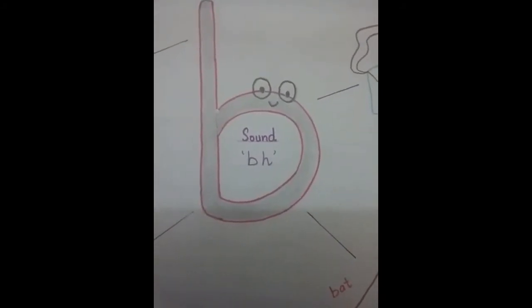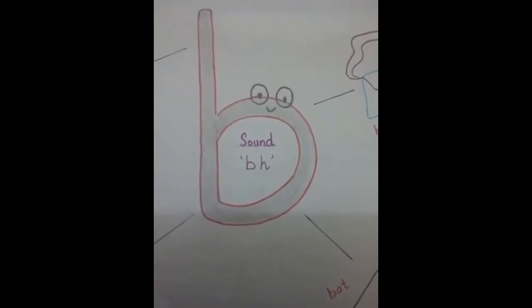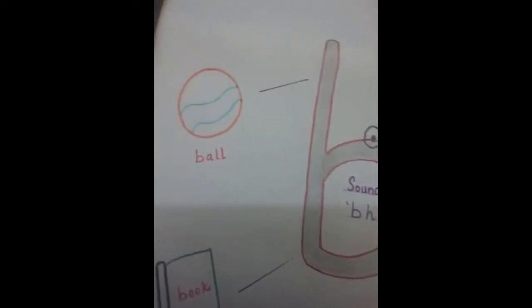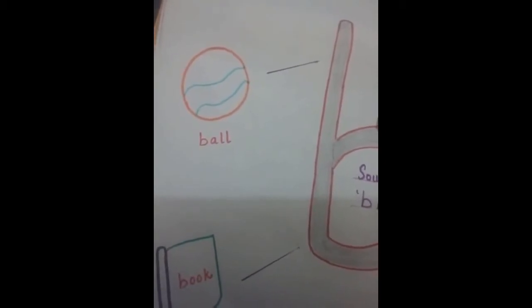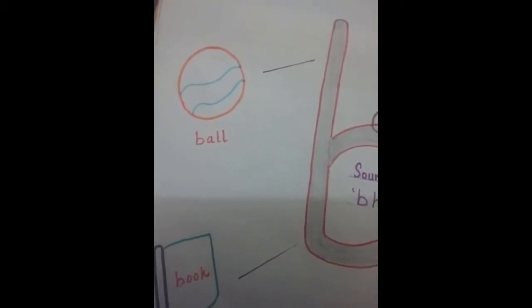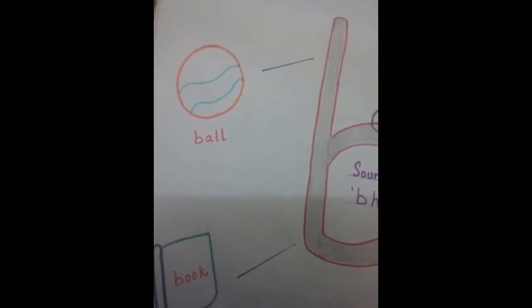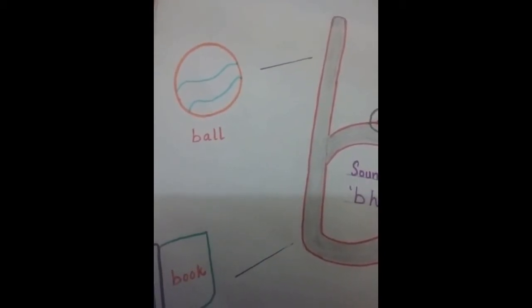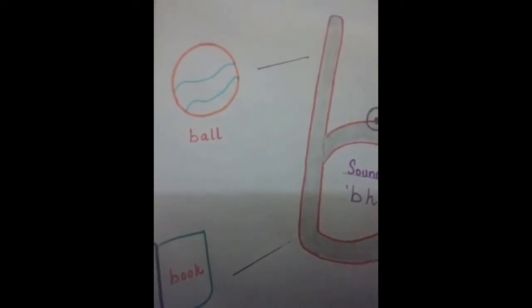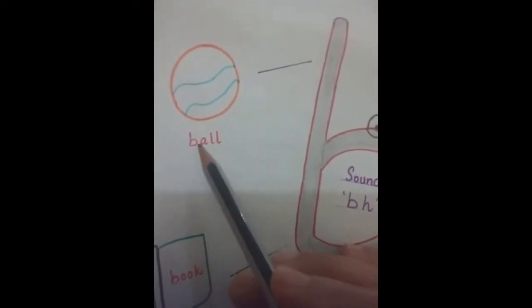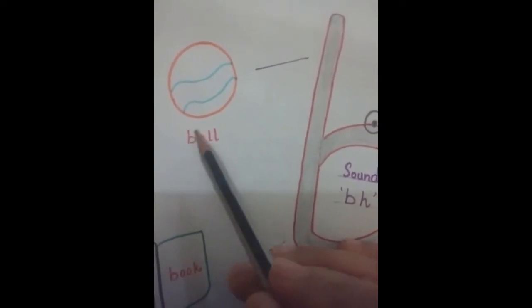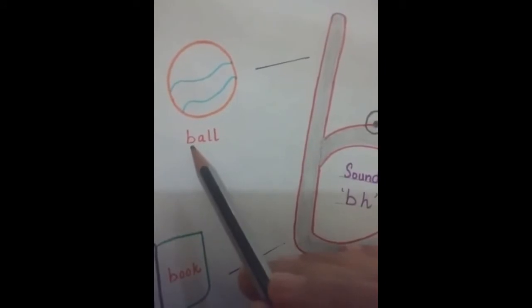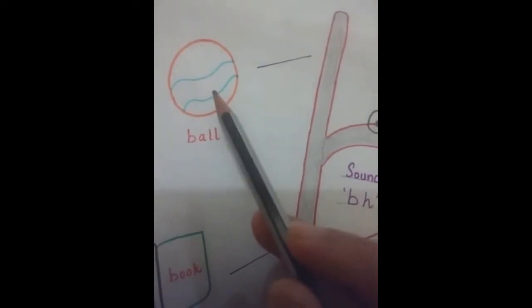Now we will discuss the vocabulary of this letter. Yes. You can see this picture. What is this? Ball. Excellent. This is a ball. We use it for playing cricket. Very good. Now you can say it. The first letter of ball is B. B, B, ball.